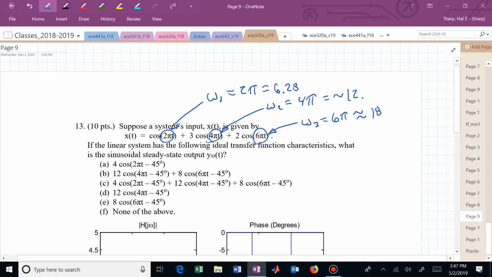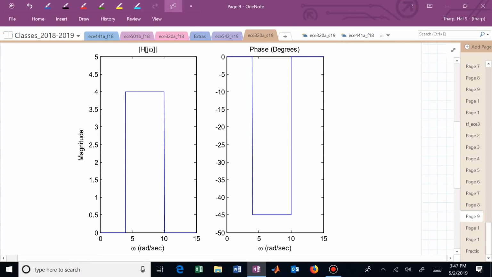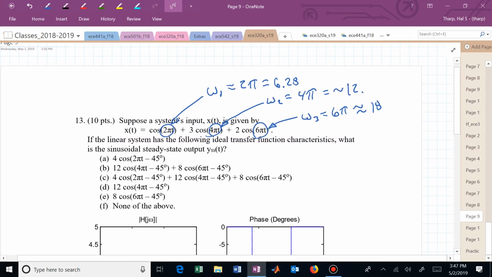Let's say that's 18. Let's do some rough rounding. Because what do we know these last two terms in x of t are going to produce at the output of a system that has this characteristic? 12 is right here, and 18 is clear over here. We aren't even going to see anything coming out of the system at those frequencies. The only term that we really need to focus on is that one that will be in our sinusoidal steady state output.